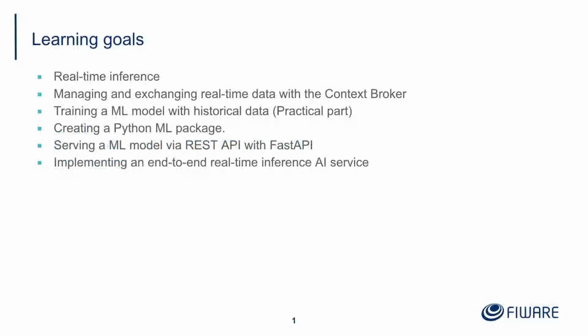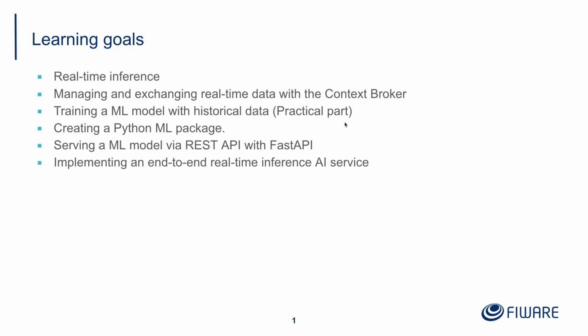So to start, let's have a look into our learning goals, and at the same time, we can have an overview of what we're going to cover throughout this presentation. First, we're going to learn what real-time inference is. Second, we're going to learn how to manage and exchange data in real time with the context broker. We're going to learn how to train a machine learning model with historical data.